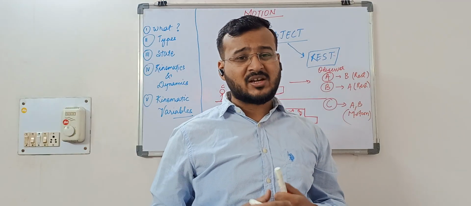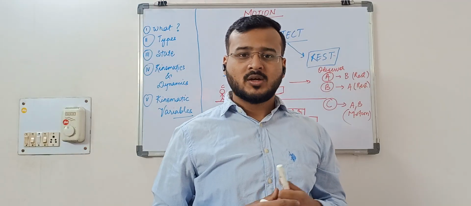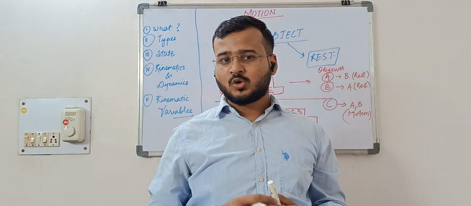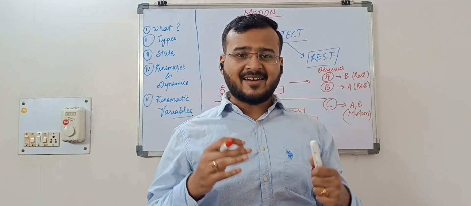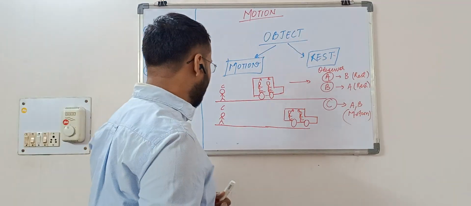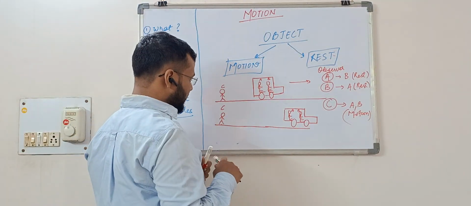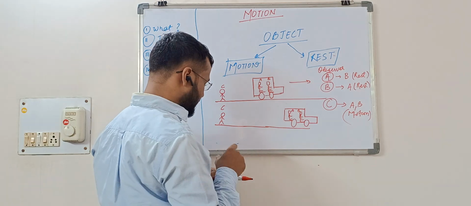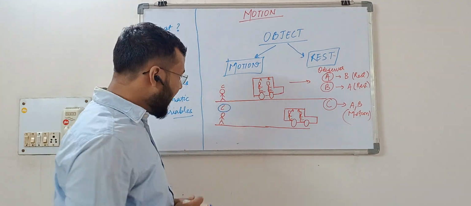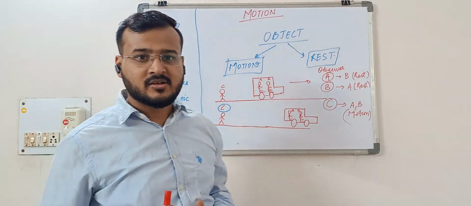This is where the term relative motion comes into the picture, right? We try to understand motion with respect to an observer, right? And an observer is tied to the frame of reference, right? Here, in the third case, the observer is C, right? And this is his frame of reference, right?